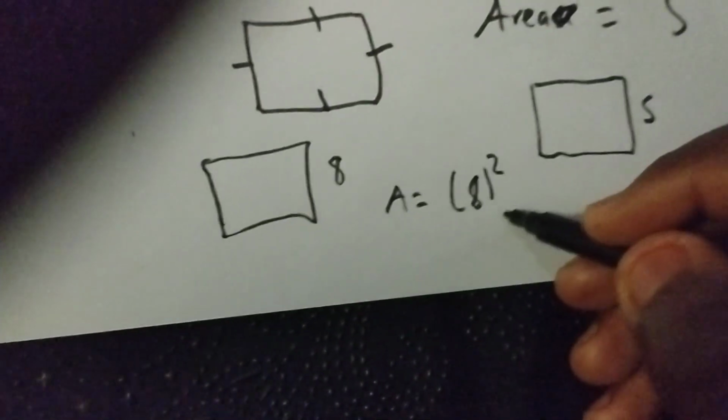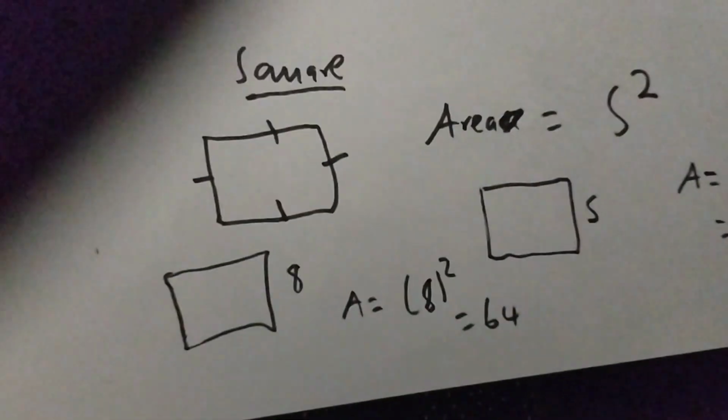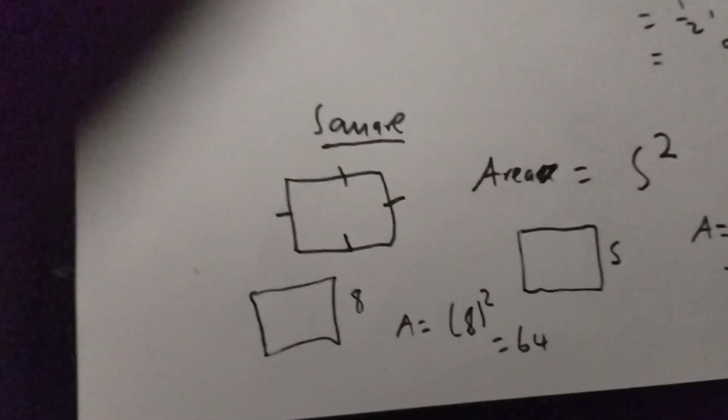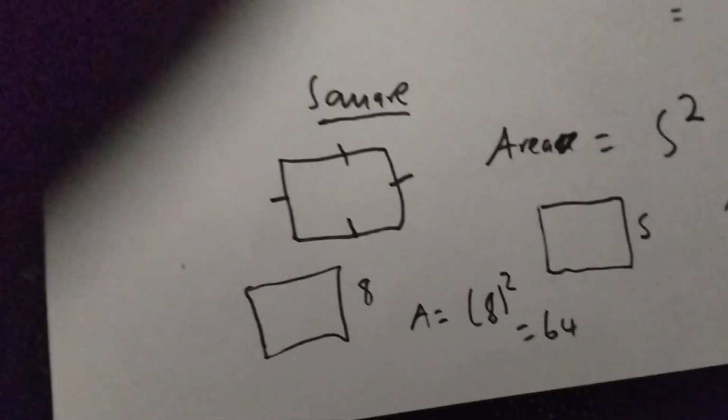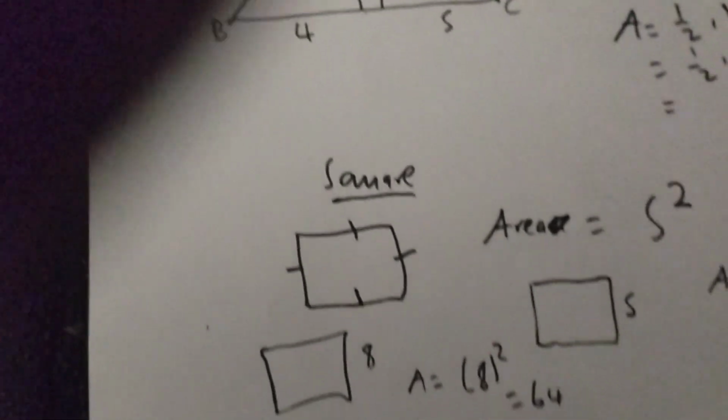So you just take one side and square it, and that becomes the area of that square. Another example, I want to use a different number now. Let's say it's 8. So my side is 8. Therefore, the area will be 8 squared, which will be 64. That will be the area of that square. So that's how you can solve the square. I think it's an easy one to remember.